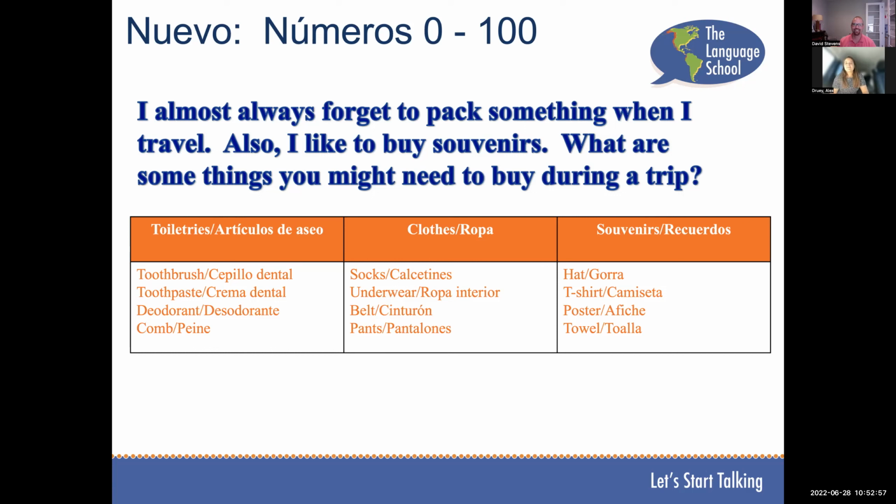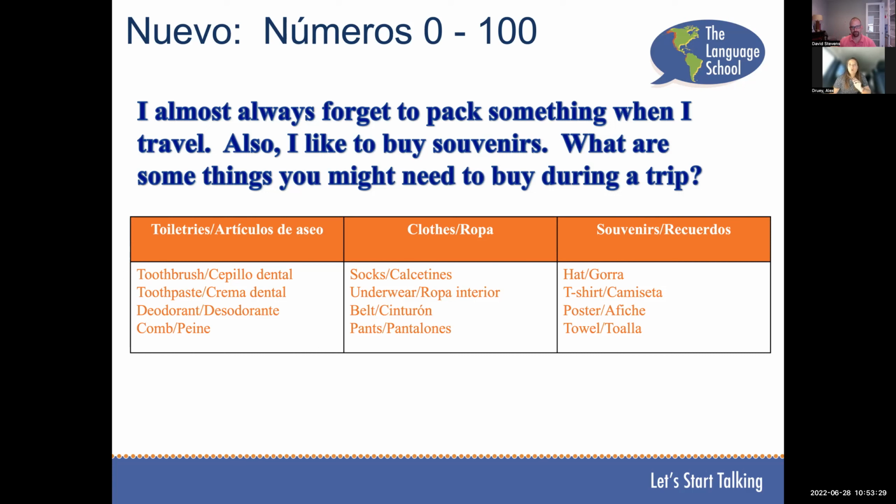Ahora, if you're like me, when you travel, you're going to forget something. So these are the things that I always forget, right? The first category is artículos de aseo, which means toiletries. And you might have something like a cepillo dental, crema dental, desodorante, peine.